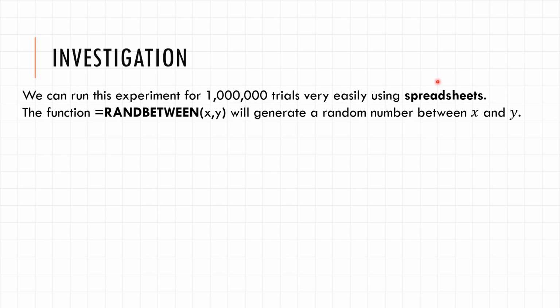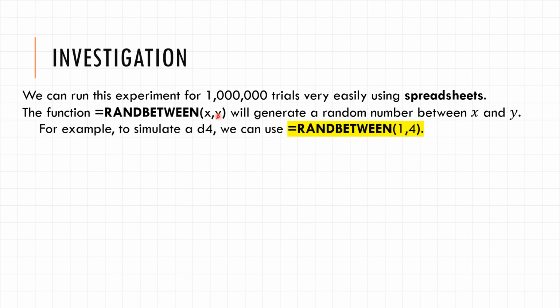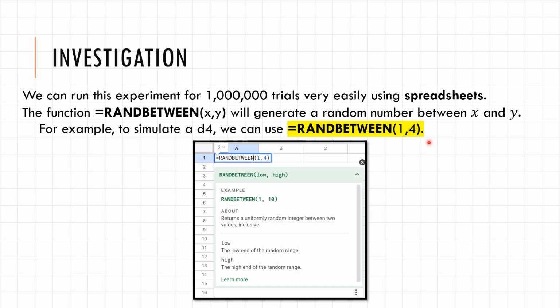So the function in a spreadsheet, when you use formulas in spreadsheets, you put in a formula, you put in the arguments, which are things you put inside the brackets, and it gives you an output. This formula is called RANDBETWEEN, and then you put brackets and you put two numbers separated by a comma. This will generate a random number between x and y, which is the same thing as rolling a dice. For example, if we wanted to simulate rolling a D4, we would use the formula equals RANDBETWEEN(1,4). So this is what that might look like.